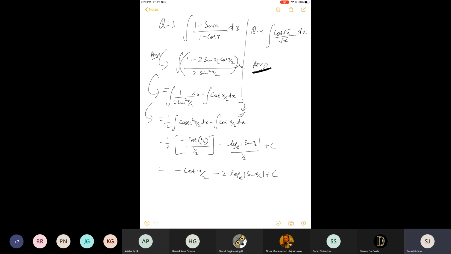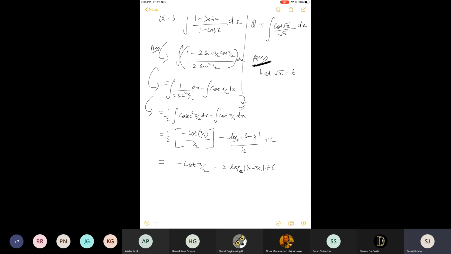Alright, no problem. See, you need to put root x as t. Why? If you remember, while we were studying differentiation, I told you to remember this result. Differentiation of root x with respect to x is 1 by 2 root x. Obviously, you use the formula of x to the power n and differentiate it, you get 1 by 2 root x. So when you put it equal to t and differentiate, differentiation of root x is 1 by 2 root x.